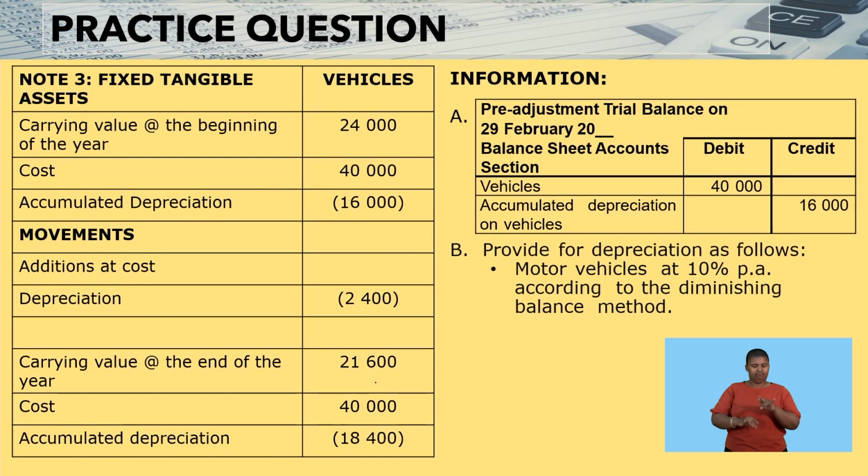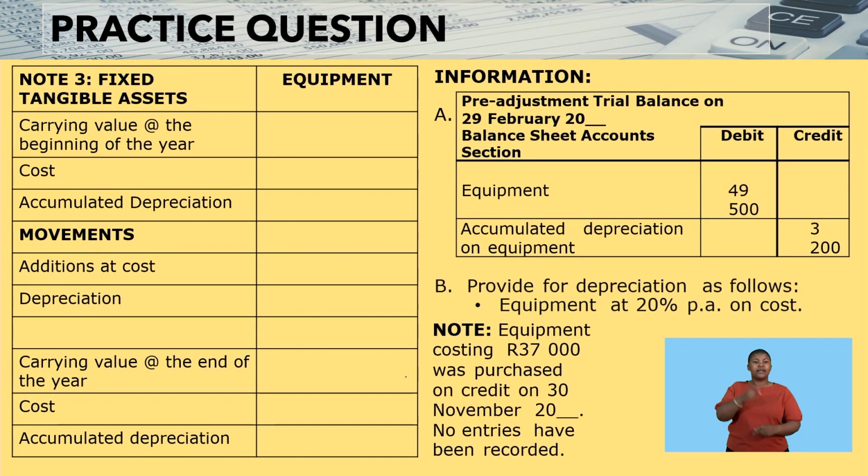All right, I want you to look at it again on the typed version. Here's my depreciation, and my carrying value becomes 21,600. Okay. Let's go on again and we look at our equipment.